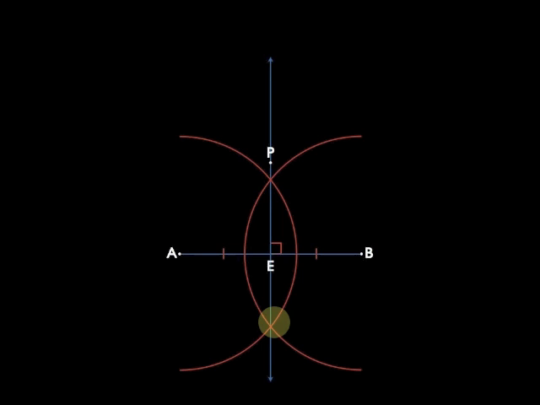Now what we're going to do is show that any point on the perpendicular bisector is the same distance away from A and B. Yes, we are going to prove a theorem. We already know that segment AE and segment BE are congruent by definition of bisector. We also know that angle PEB and angle PEA are right angles, and by the right angle congruency theorem, they are congruent. But we also know that segment PE is congruent to itself by the reflexive property of congruence.